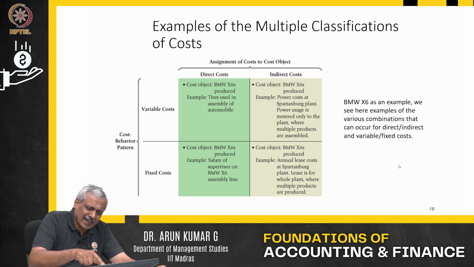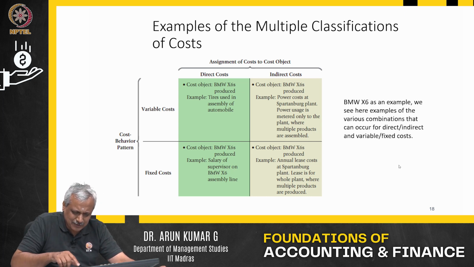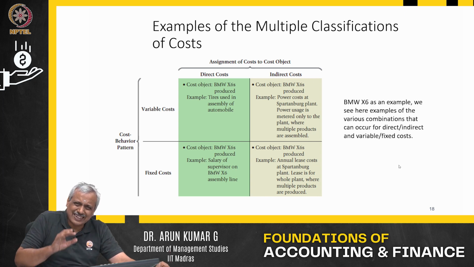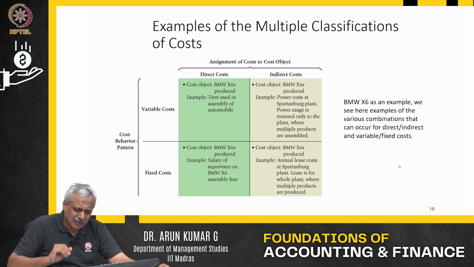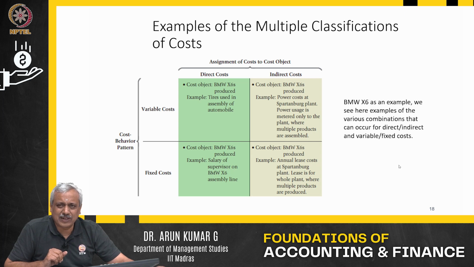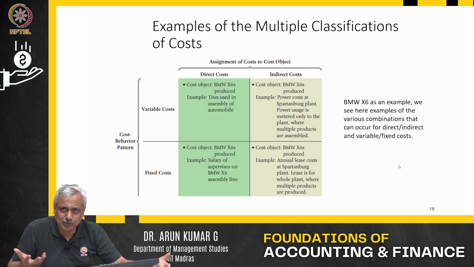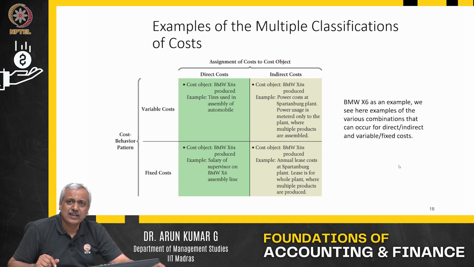We see the direct cost. Direct and variable cost, direct variable. The cost object is the BMW X6 produced. The tires that are used in the assembly line for manufacturing that car, the 4 tires, are basically variable. Every car that comes out has 4 plus 1 donut, 5 tires.